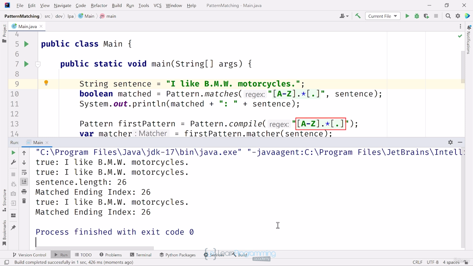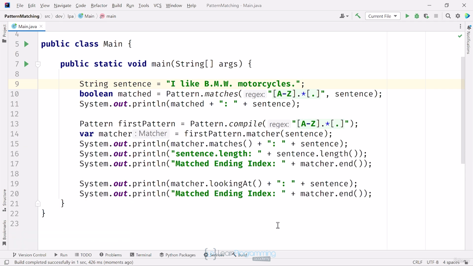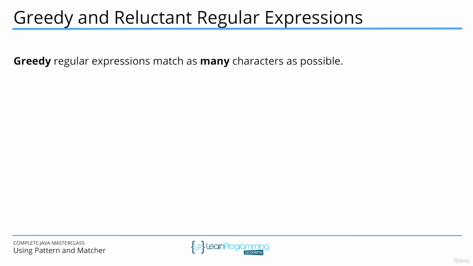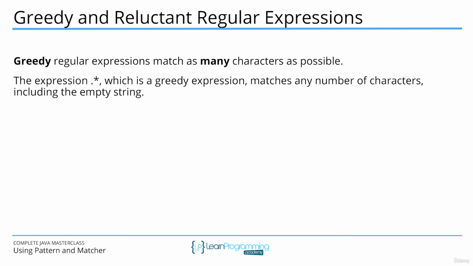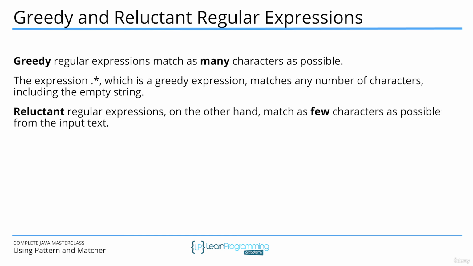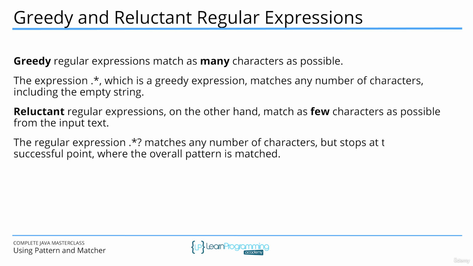That's because the expression which uses the dot asterisk is what's called a greedy regular expression. Greedy regular expressions match as many characters as possible. The expression period asterisk, which is a greedy expression, matches any number of characters including the empty string. Reluctant regular expressions, on the other hand, match as few characters as possible from the input text. The regular expression period asterisk question mark matches any number of characters, but stops at the earliest successful point, where the overall pattern is matched.